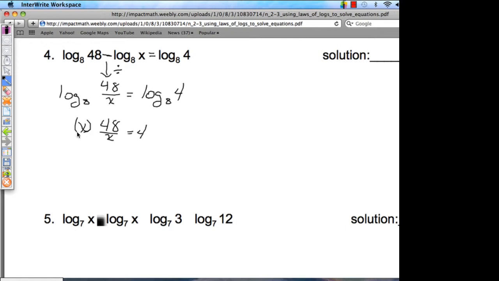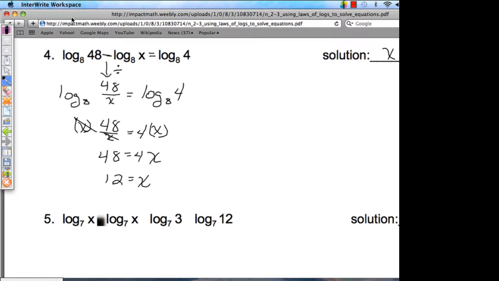Multiply through on both sides by x, and you'll have 48 is equal to 4x. Dividing by 4, 12 is equal to x. And that should be my final answer.